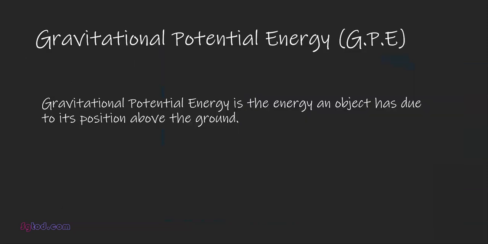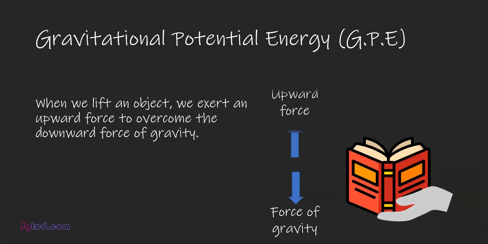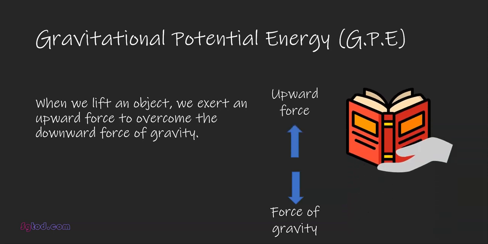Gravitational potential energy is the energy an object has due to its position above the ground. It is the result of the force of gravity pulling the object towards the ground. When we lift an object, we exert an upward force to overcome the downward force of gravity.